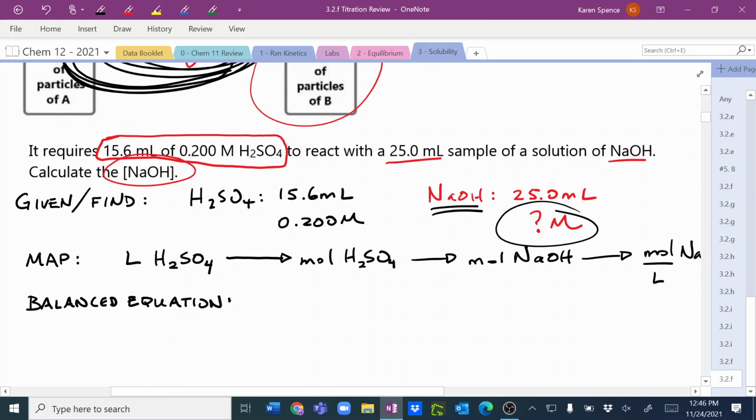So who are our reactants? Well, we've got H2SO4, and we have NaOH. Any guess of the states of those things? Tell your partner, what do you think the states are for H2SO4 and NaOH?